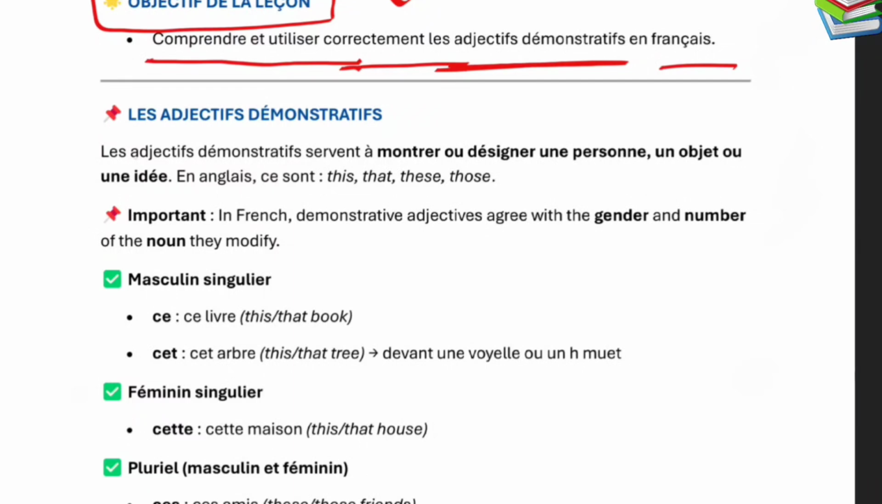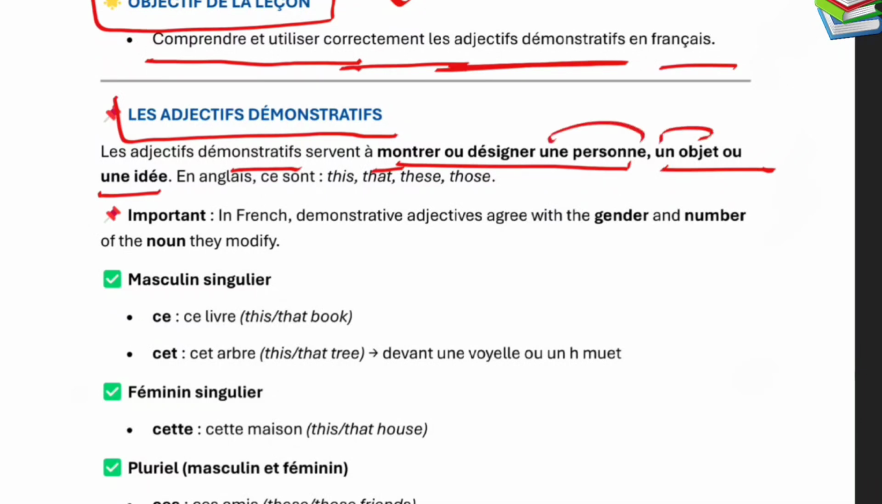Okay, les adjectifs démonstratifs. Les adjectifs démonstratifs servent à montrer ou désigner une personne, un objet ou une idée. Basically, it can demonstrate a person, an object, or even an idea. In English, the equivalent is this, that, these, those.